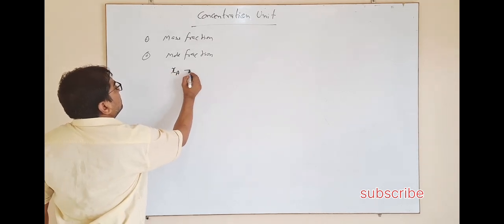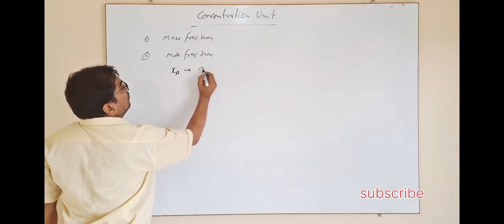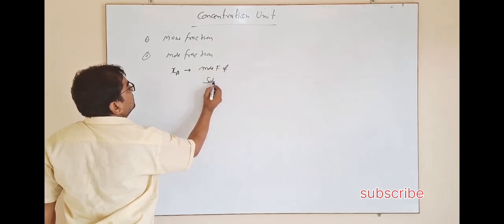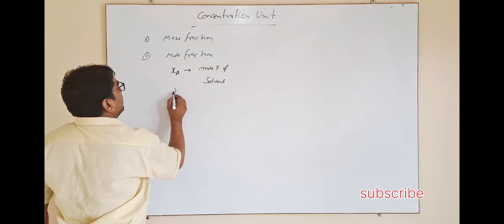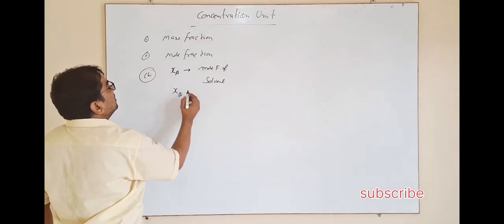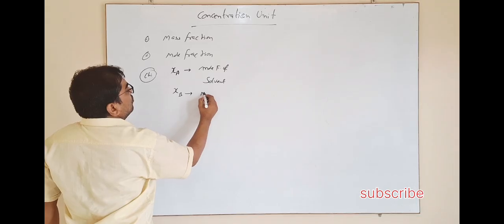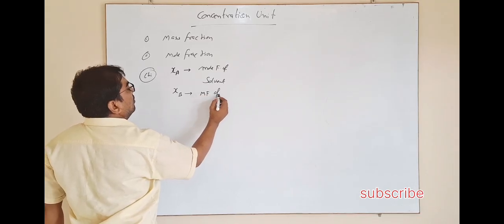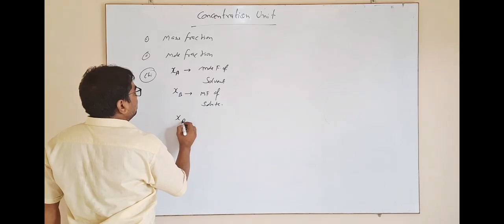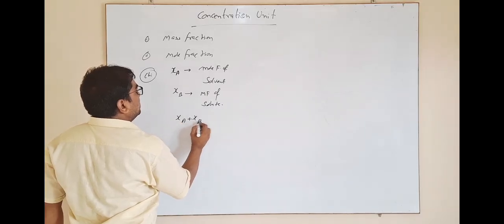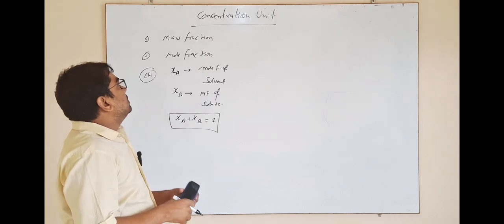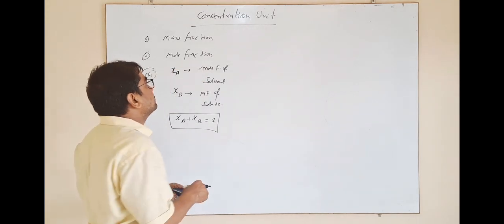Chi A belongs to the mole fraction of solvent, while chi B belongs to the mole fraction of solute, and the sum of chi A plus chi B will be considered as 1. It was all about the mole fraction.